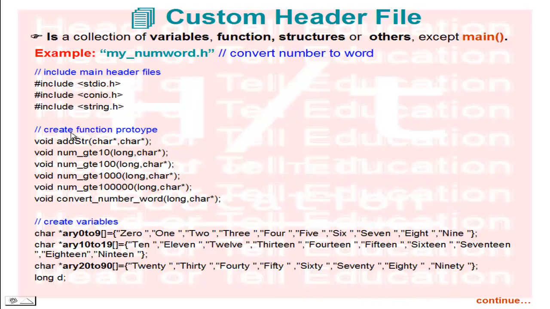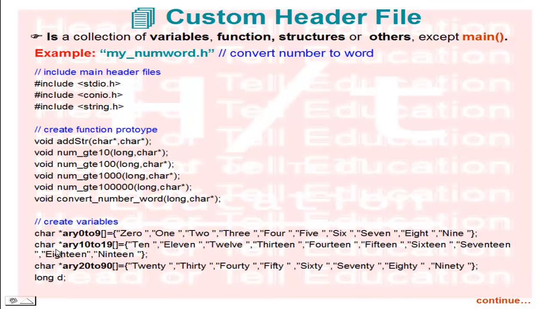Next, in this header file we have a few functions like add_str, num_gte10, num_gte100, num_gte1000, num_gte1lakh, and convert_number_to_word. Okay, and parameters I have passed here. Again I created variables like a character array 0 to 9, these are related names. So we have a character array 0 to 9, with the strings 0 1 2 3 4 5 6 7 8 9 stored.